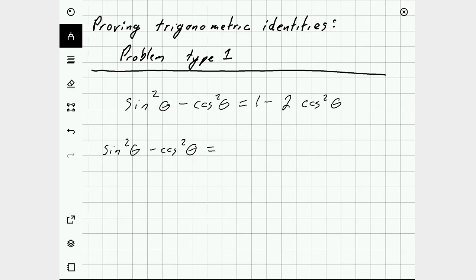What I notice right away in this particular expression is that on the left-hand side, I have both sine and cosine. On the right-hand side, I have only cosine. And because I have things being squared, my mind goes to the Pythagorean identity.